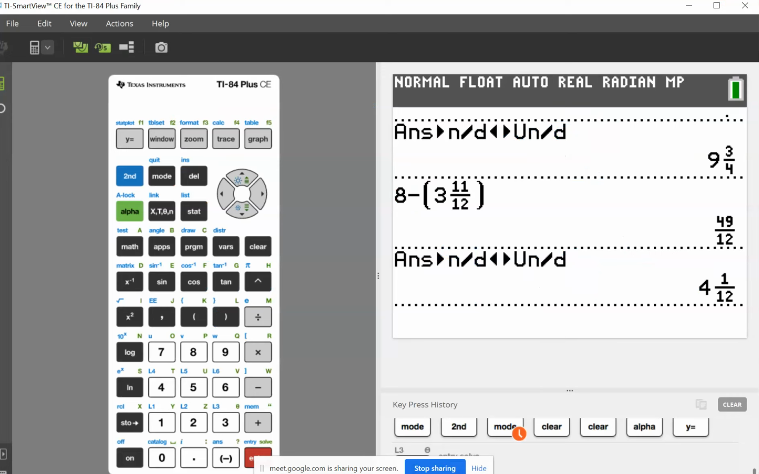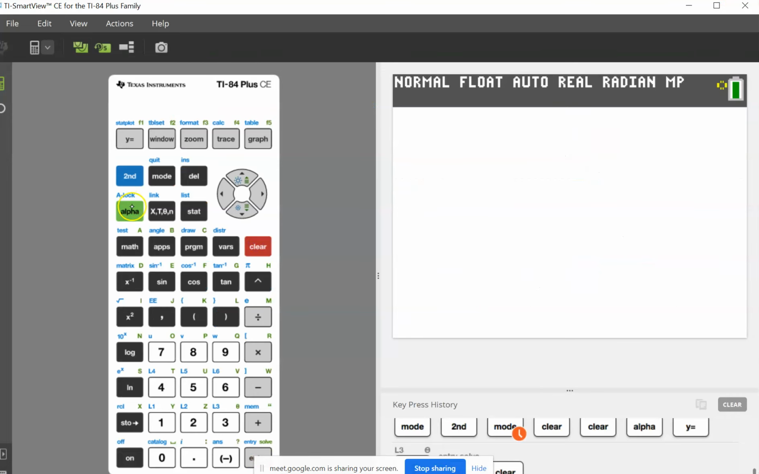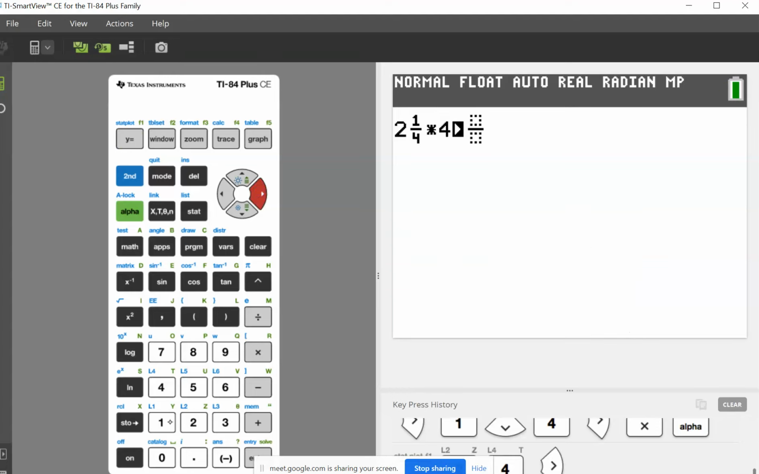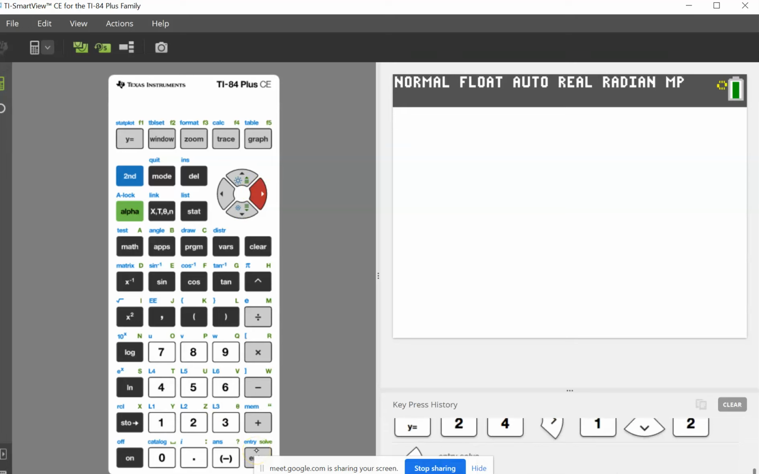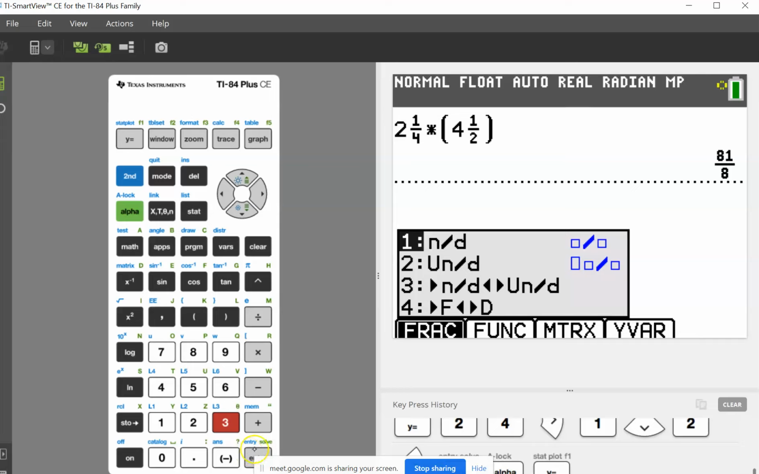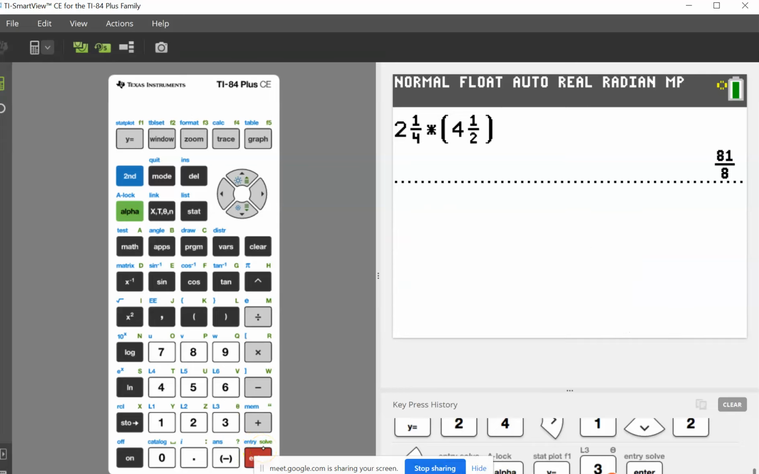If we're doing this on the calculator, we can simply key these in as mixed numbers. We're going to do our 2 and 1/4. We're going to multiply that by our 4 and 1/2. That gives us 81/8. And then we are going to now convert that to a mixed number. And that gives us our 10 and 1/8.